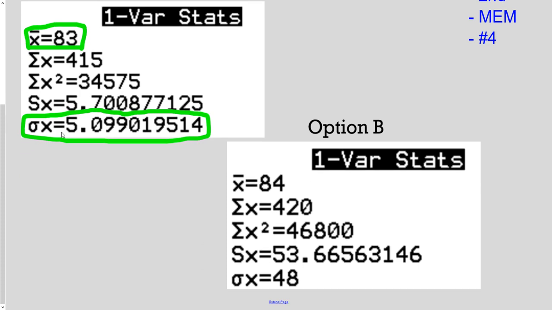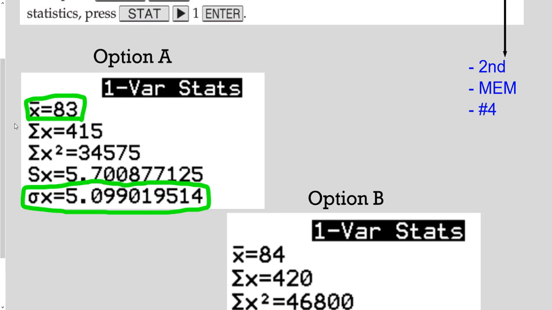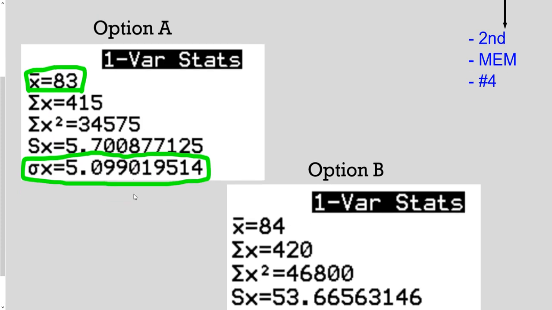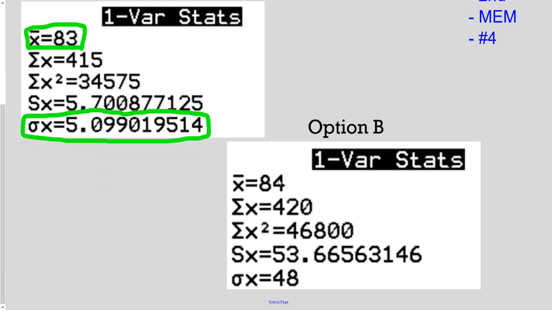Obviously, I messed up doing it by hand because the standard deviation here is 48 yards, which does make a lot more sense. So I messed up somewhere doing it by hand. Hopefully you caught that and fixed it as we were doing it. But for option A, mean of 83, standard deviation of 5.1. That one we got right. Option B, mean of 84, standard deviation of 48, which makes more sense if you look at the data.